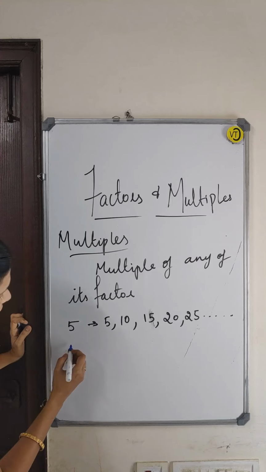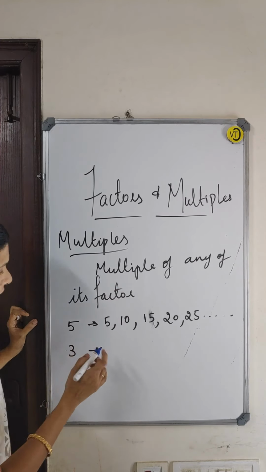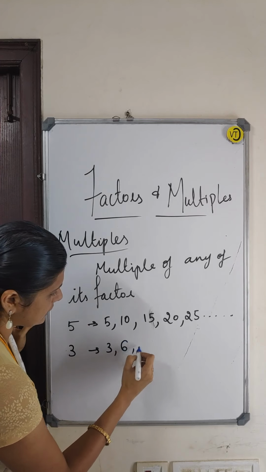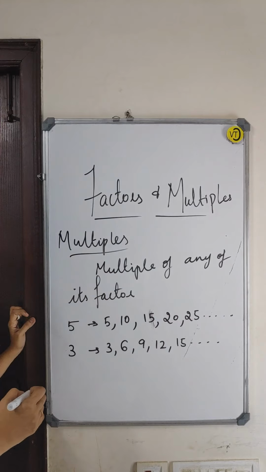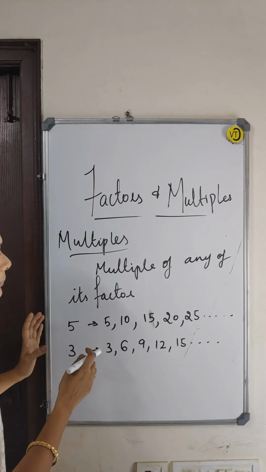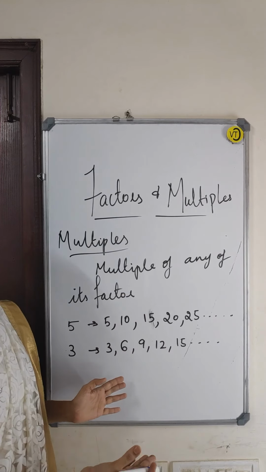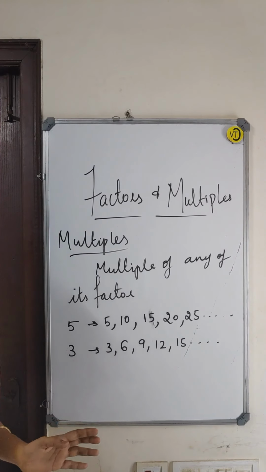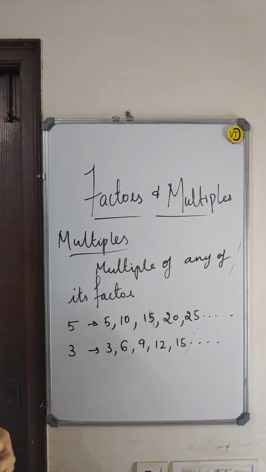And one more, 3. What are the multiples of 3? You write the 3 table, it's enough actually. 3, 6, 9, 12, 15. It goes on like that. The factors will have some limited numbers, but multiples do not have a limit. So it will go on like that. Okay. These are all the factors and the multiples.